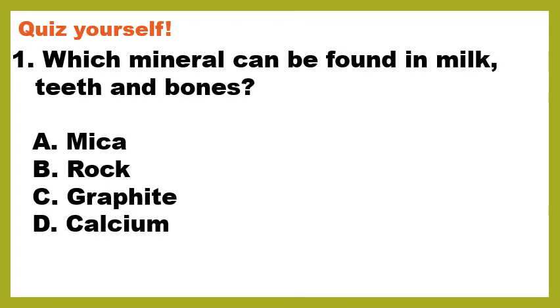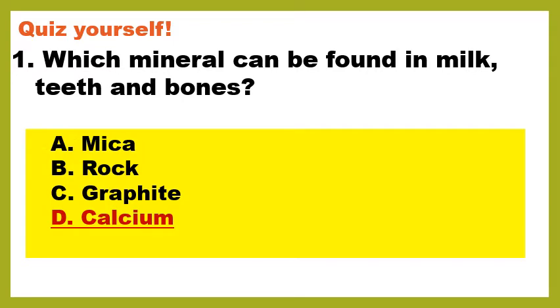I'm going to eliminate some answers. I'm going to get rid of rock because minerals are not rock. Remember, they hang out together, but they're two different things. And also, I'm going to get rid of graphite because graphite is the mineral that is found in our pencils, that makes up the tip of our pencils. So the correct answer is calcium. Calcium makes up our teeth and bones. Remember, mica is that mineral that we use a lot in makeup.